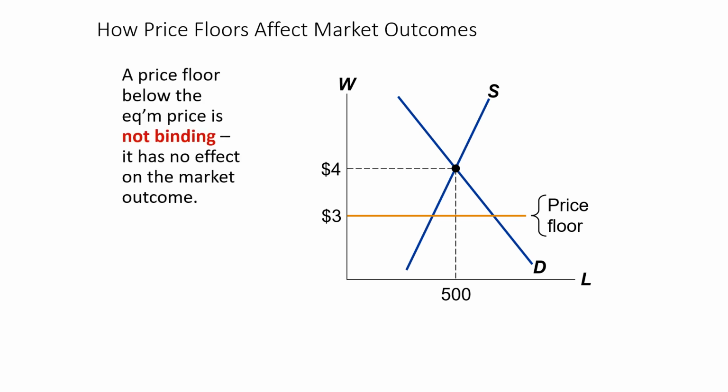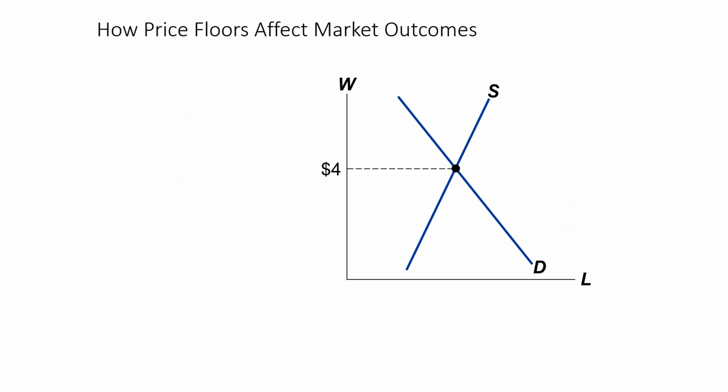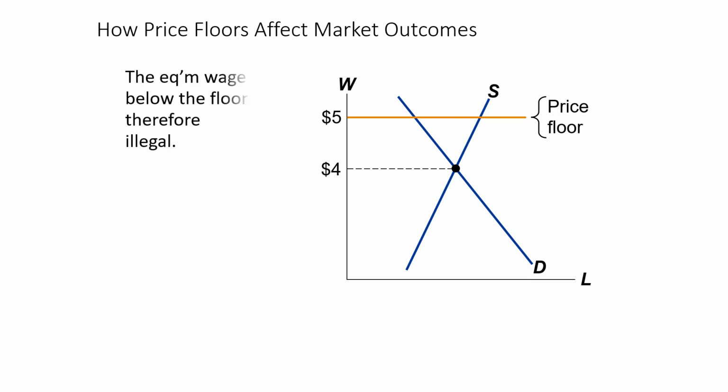But let's say the wage rate decided by the government is 5, that you should pay at least $5 to each worker. So legally you are not able to pay $4. You will have to pay $5 or above. Now in this case, we have a binding price floor. See, the equilibrium wage rate is 4, and the wage rate in the market is 5.